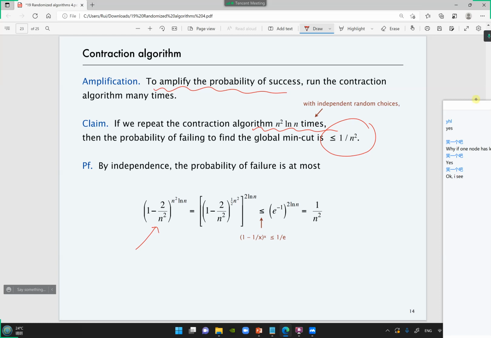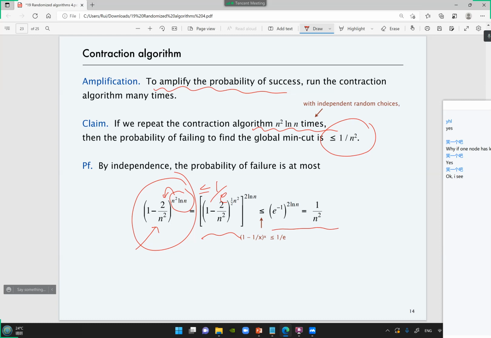But the probability that you fail, since you're going to run the algorithm n squared log n times, the probability that you always fail is going to be this expression over here. Now you can simplify this, pulling the n squared inside the exponent, so you get this expression. And this thing inside is basically going to be less than or equal to 1 over e. So if you simplify, the whole thing is going to be less than 1 over n squared probability.